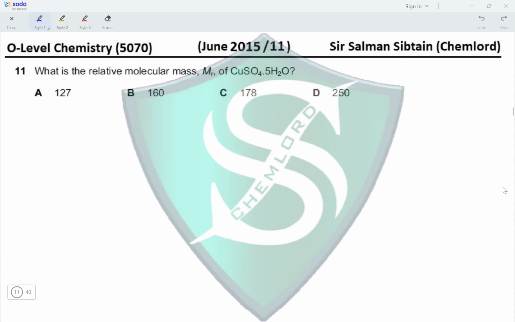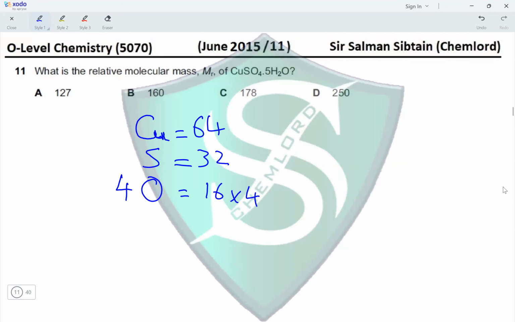So copper, the Ar would be 64. For sulfur, the Ar would be 32. For oxygen, the Ar is 16. And since there are 4 oxygen atoms present, so 16 times 4. Next, we have 5 H2O, so 10 hydrogen atoms present. Each hydrogen atom has an Ar of 1. So total would be 10.